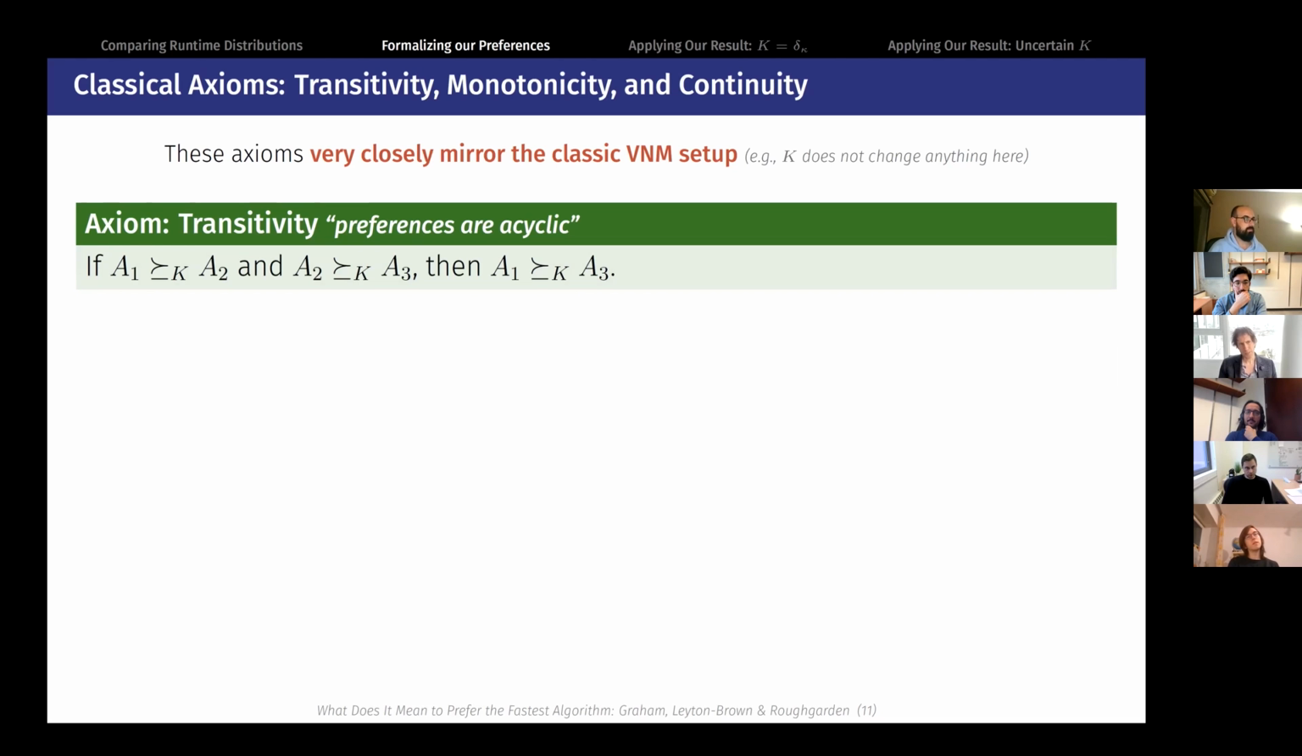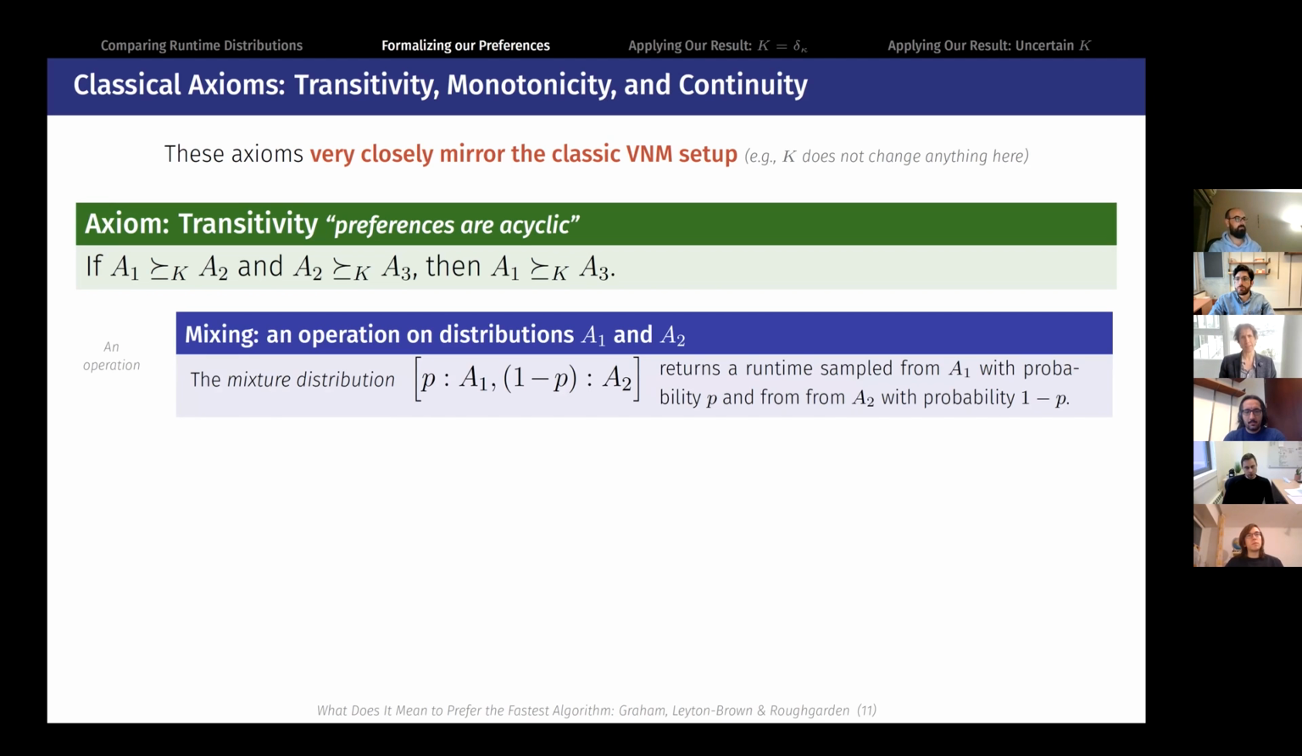So the first axiom, transitivity, says my preferences are acyclic. So if I like algorithm A1 better than A2, and if I like algorithm A2 better than A3, both in the context of some cap time distribution K, I'll stop saying that out loud, but that's always going to be there, then it's also the case that I must like algorithm A1 better than A3. I can't have a funny cyclic preference in my algorithms.